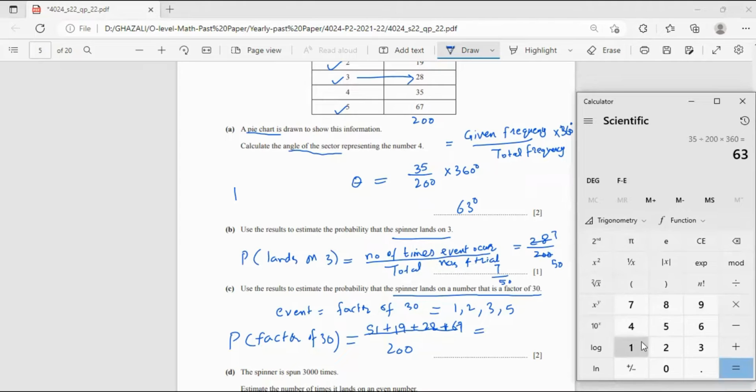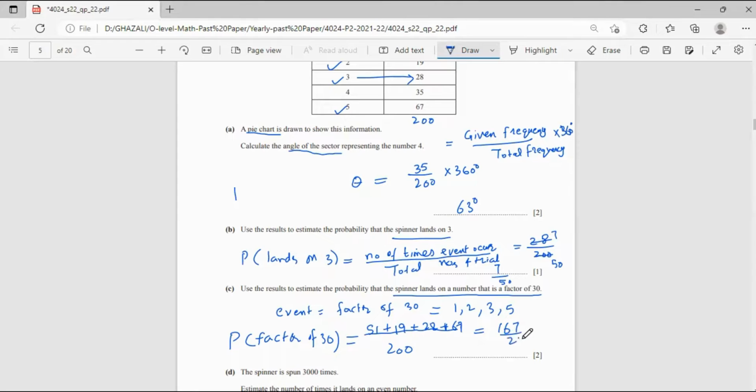51 plus 19 plus 28 plus 69 is equal to 167 over 200. This is the probability of 30, which is 167 over 200.